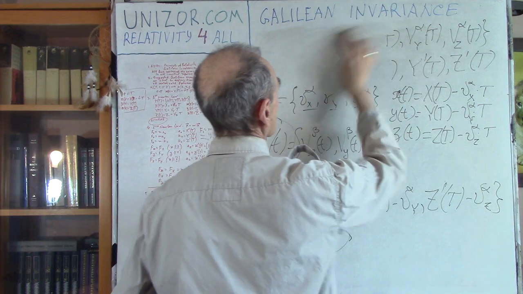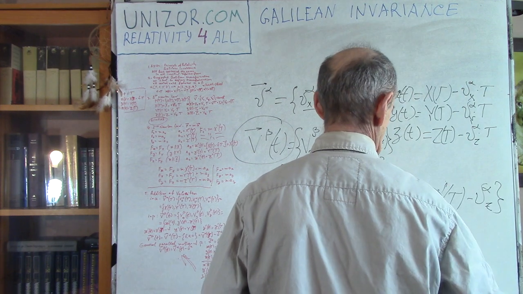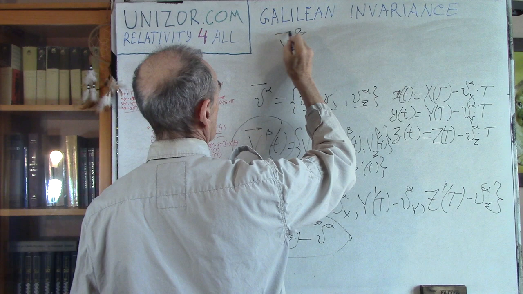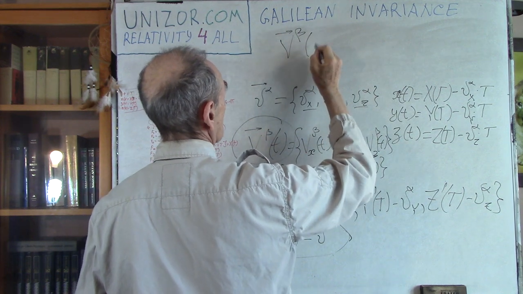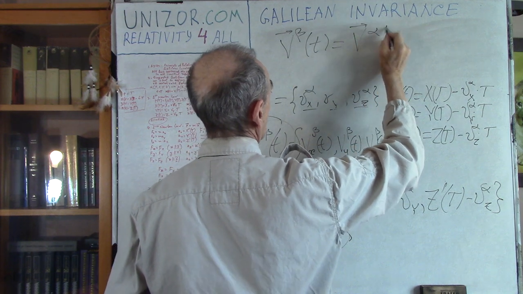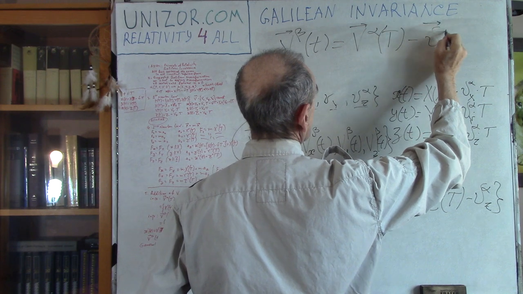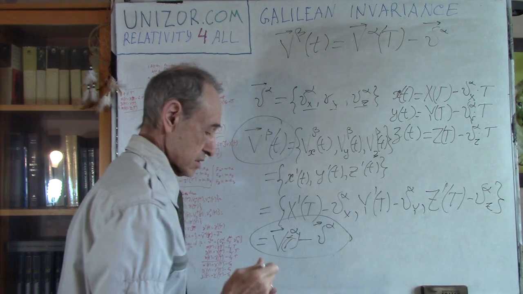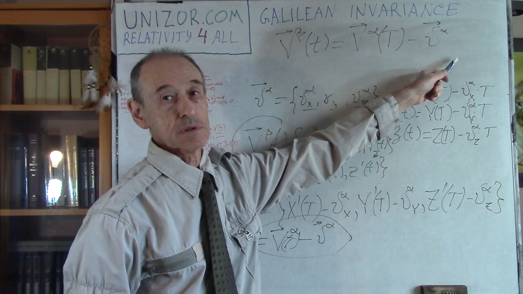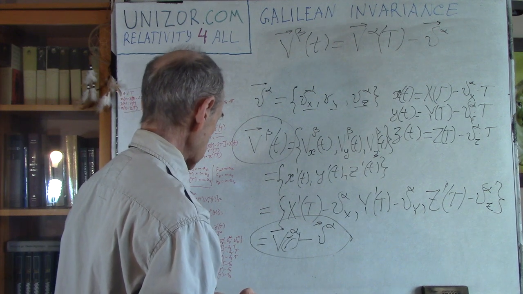Let me just write it down again. So the beta vector of velocity is equal to the alpha vector of velocity minus the vector which describes the velocity of the entire beta system in alpha coordinates. Okay, so that's basically it.